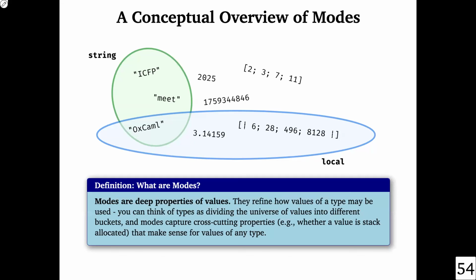So our broad definition of what is a mode is that modes are deep properties of values. Now, when we say deep, what we mean is if you have an array of floating point numbers, not only is the array assumed to be local, but also the elements of the array, right? Types are not deep. I can have an array of floats, and both of those types describe the different elements, but here modes are deep. So if you have an array of something, the array and the elements are assumed to be at that mode.